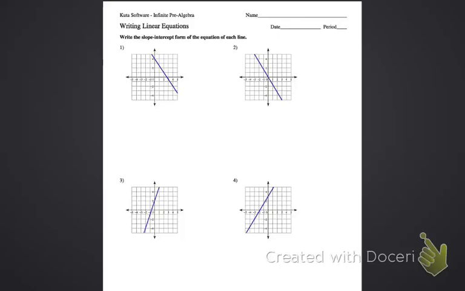Today we're going to look at how to write equations for lines if we have a graph. Yesterday we looked at how to write equations for lines if we're given information, and we looked at type 1, type 2, and type 3 problems. Today we're going to learn how to write an equation for a line if we're actually given that line on a graph. So let's check out how to do that.